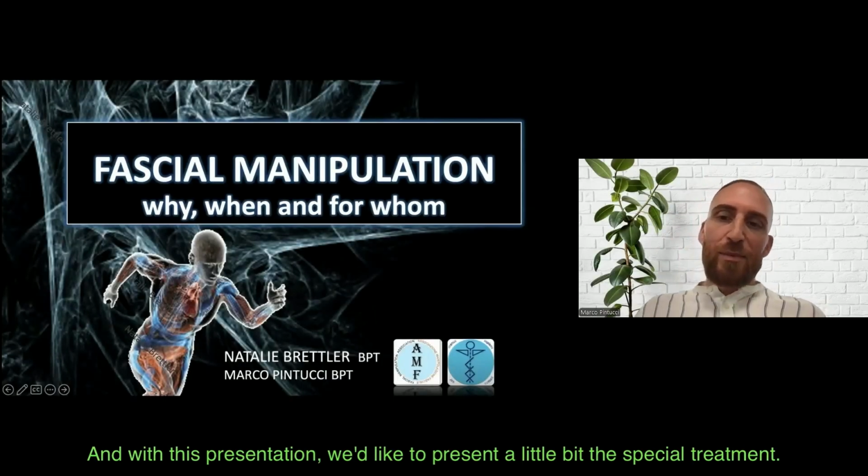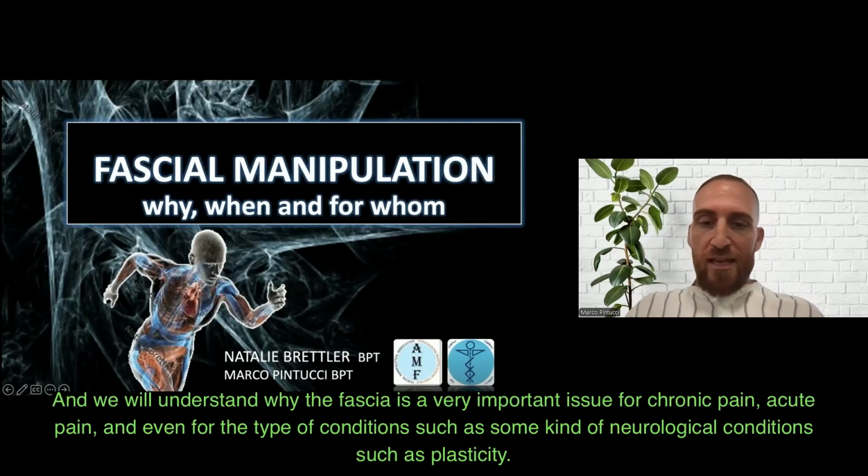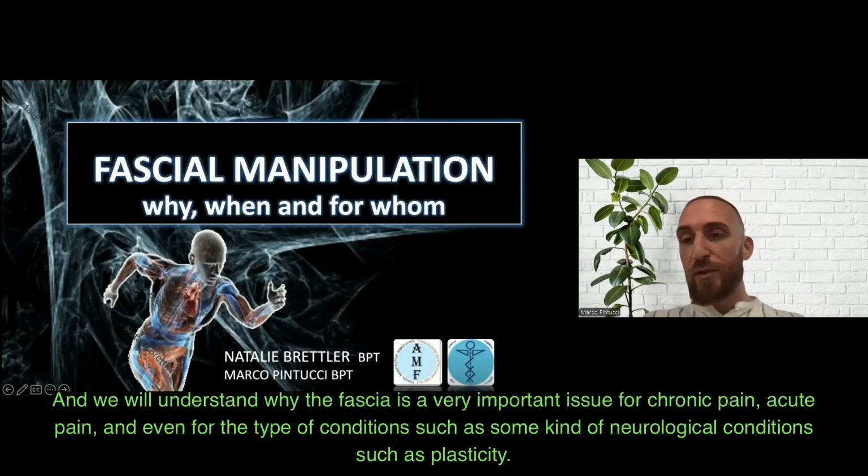I'd like to present a little bit the fascial treatment. So we will go through the anatomy, physiology, and innervation of the fascia, and we will understand why the fascia is a very important tissue for chronic pain, acute pain, and even for other types of conditions such as some neurological conditions, such as spasticity.